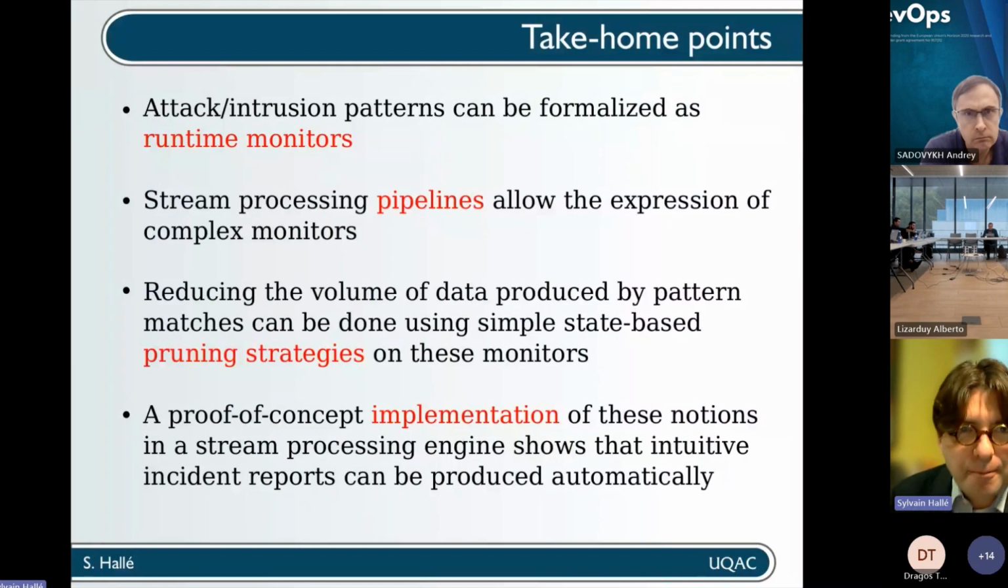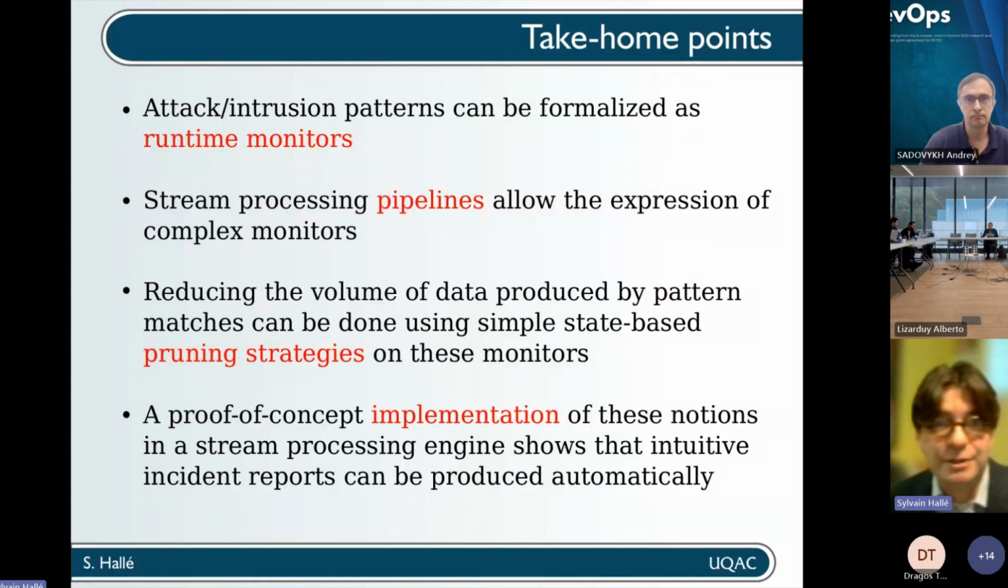So to conclude, a few take-home points. The first one is that we claim that intrusion patterns or attack patterns can be formalized as runtime monitors. We have seen that stream processing pipelines can allow the expression of complex monitors representing complex patterns. We've seen that reducing the volume of data produced by pattern matches can be done using relatively simple state-based pruning strategies on these monitors. And I've shown a proof of concept implementation of these concepts in an extension of an existing stream processing library.